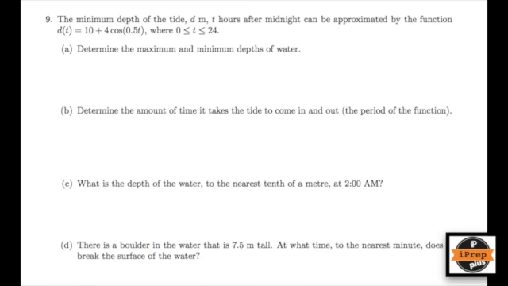The minimum depth of the tide, d meters t hours after midnight, can be approximated by the function d of t is equal to 10 plus 4 times the cosine of 0.5t, where t is between 0 and 24. A. Determine the maximum and minimum depths of the water. B. Determine the amount of time it takes the tide to come in and out. C. What is the depth of the water to the nearest tenth of a meter at 2 a.m.? And D. There is a boulder in the water that is 7.5 meters tall. At what time to the nearest minute does it break the surface of the water?